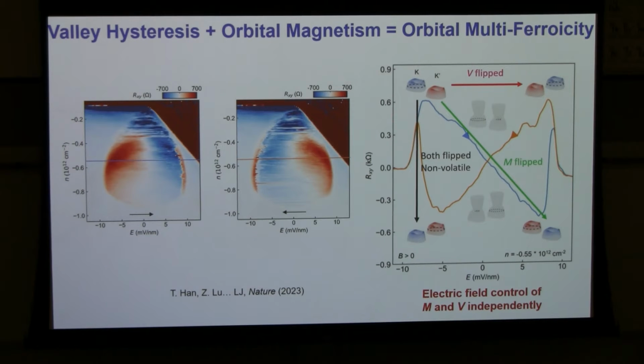Forget about the name. What this really shows you is that now you have one knob, which is the electric field from the gate. You can control two things independently. You can go from here to here: you can control the sign of the magnetization, but keep it the same valley. Or you go from here to here: you keep the magnetization the same, but you switch the valley, which is another internal degree of freedom, just like spin. And this is more interesting than using multiferroics for controlling magnetism using the electric field, right?